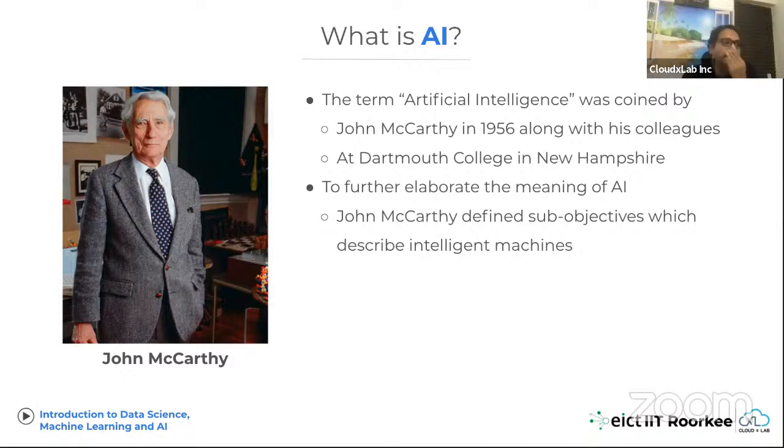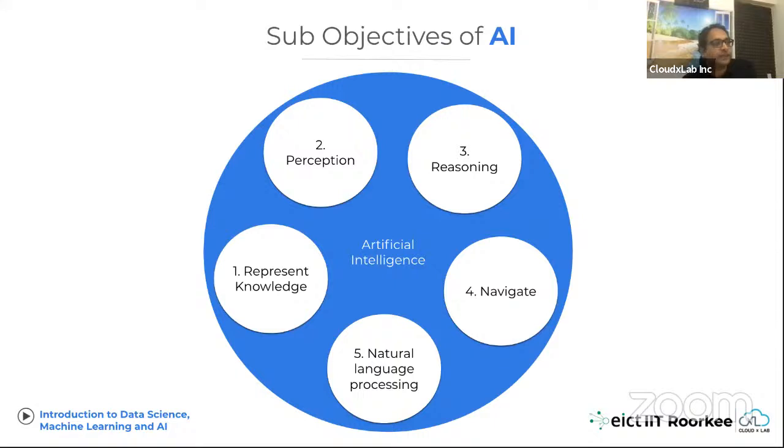The way it was defined is by way of sub-objectives, because defining intelligence is very hard. So the way they defined AI is by way of sub-objectives. The first sub-objective is to be able to represent knowledge, like how do we express that a man is the father of a kid. How would you represent this knowledge? That's the first sub-objective of AI. If a system is able to do it, it has met one of the sub-objectives.